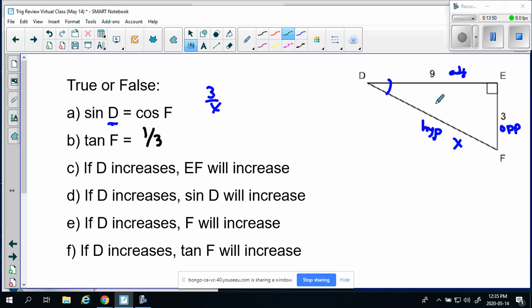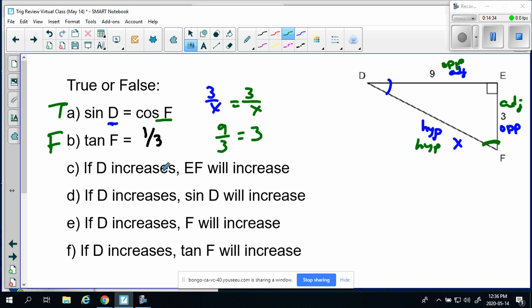And then cos of F, I've got to relabel it if I'm standing in F. So if I'm in F, then this is the adjacent. This is still the hypotenuse, but this is the opposite. So cos of F is adjacent over hypotenuse, which is also 3 over X. So these are the same. This is true. That's the first one. So if we're looking at tan of F, that means that we are standing in the green corner F, and tan is opposite over adjacent. So that's supposed to be 9 over 3. That's 3. That is not 1/3. It's not even equivalent. So this one is false.